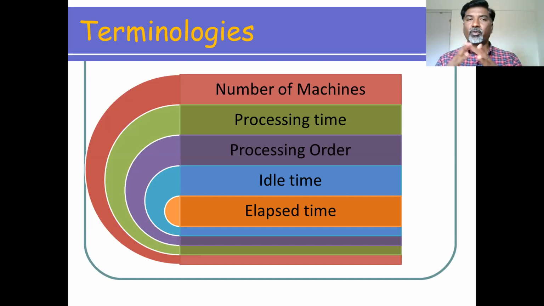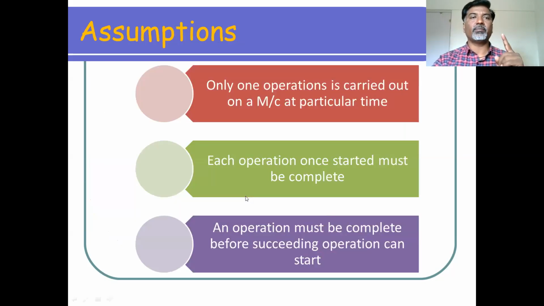If you are very much aware of this terminology, then it is very easy for us to solve job sequencing problems. Now we'll see some basic assumptions to be considered while solving the job sequencing problem. The first assumption is that only one operation is carried out on a machine at a particular time. A single machine cannot process two or more activities at the same time; only one activity should be processed by the machine.